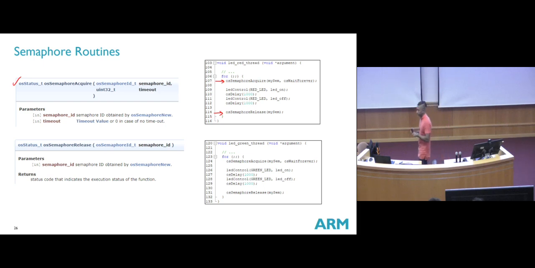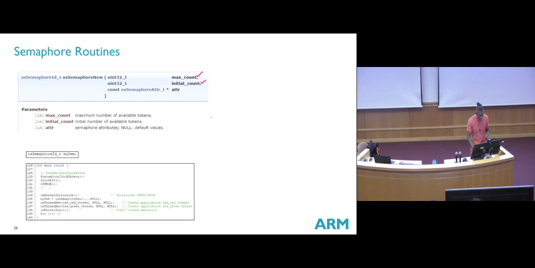Now you can see that in this example, I use the semaphore in a similar context as a mutex, correct? Because with the mutex we also did a similar thing. Before I access this shared resource, in this case the LED, I acquire the semaphore. When I finish, I release. The same thing for the green LED: before I use it, I acquire; after that, I release. So it looks to be the same, and you can use it in a similar fashion.